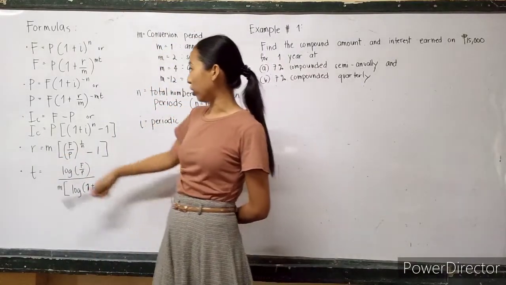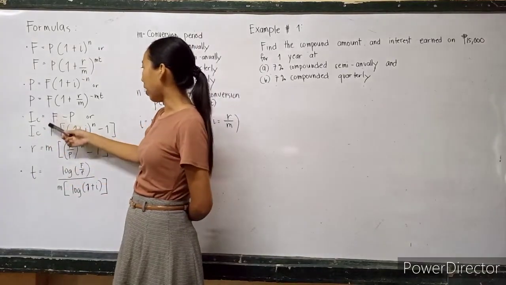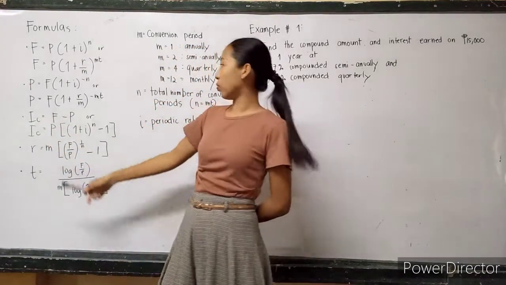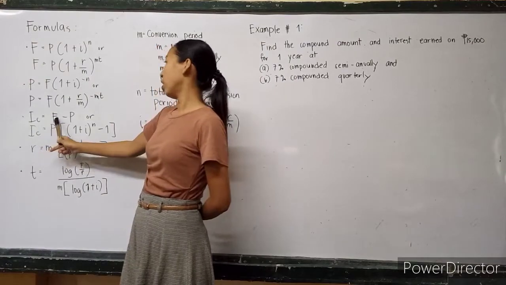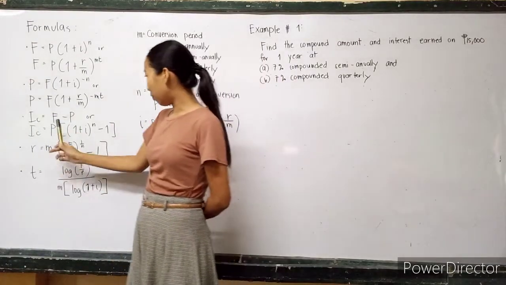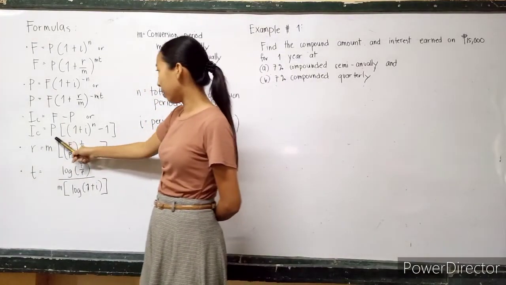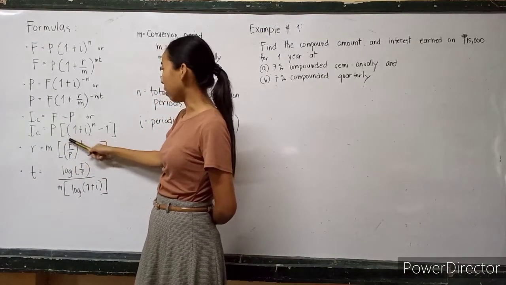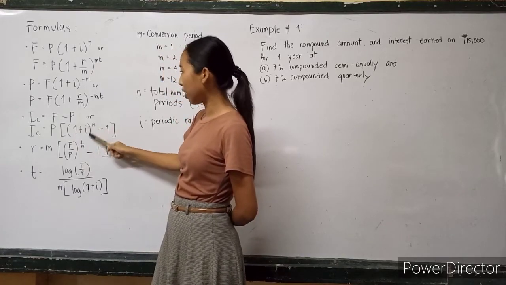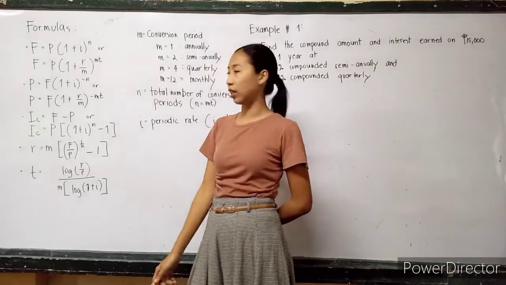In finding the compound interest, we use this formula. IC is equal to F minus P. You are going to use this formula if F and P are both given. If they are not given, you can use the other formula: P, bracket, times 1 plus I raised to the power of n, minus 1, then bracket.